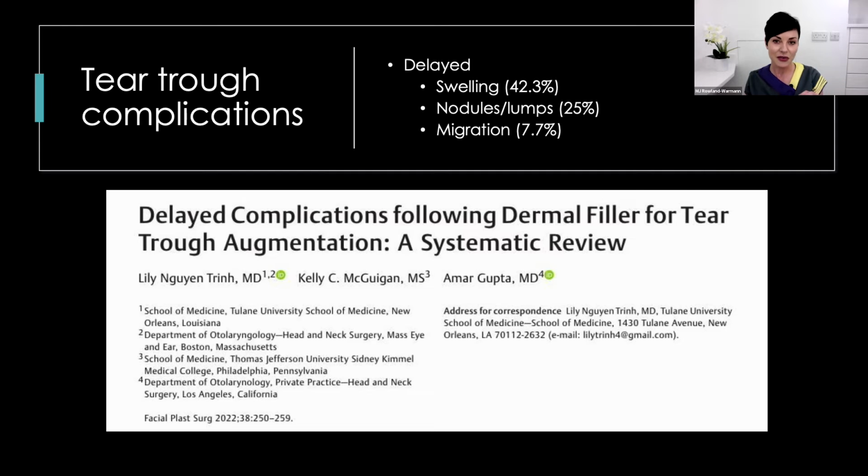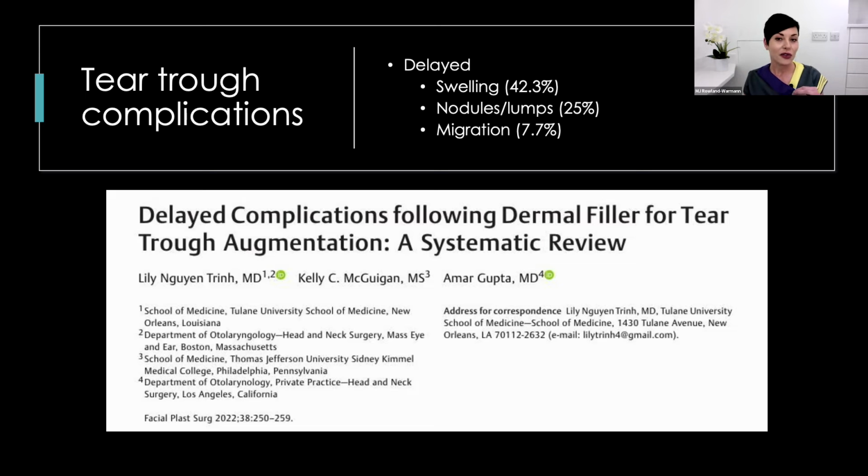This systematic review by Trin from 2022 showed that the most common delayed complications in the tear trough were swelling at 42.3%, nodules and lumps at 25%, and migration also featured at 7.7%. And it's overwhelmingly HA filler causing these issues. So if our patient is presenting with edema, even before scanning, we can have a good guess as to what we might see with ultrasound.